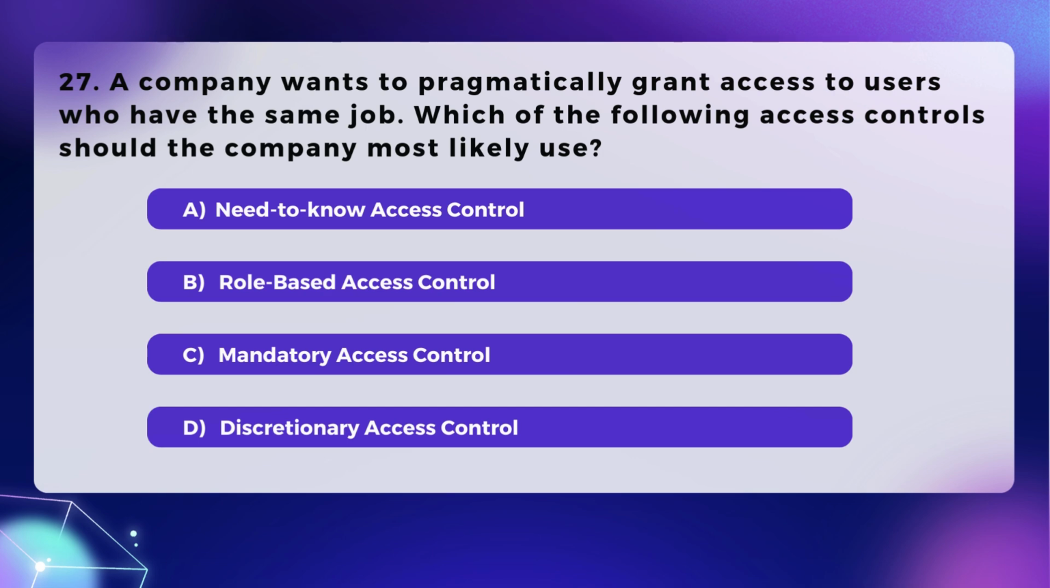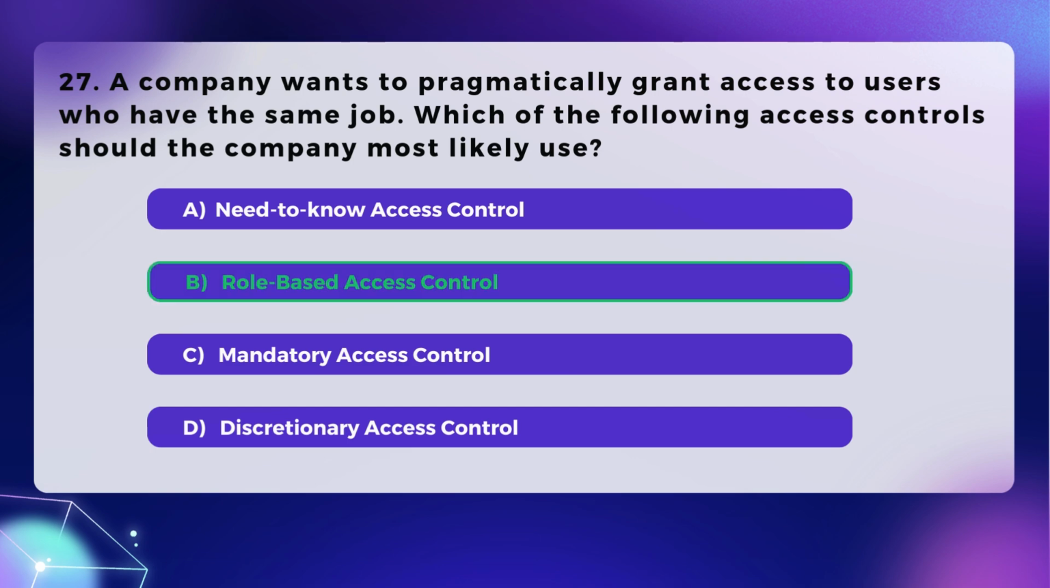A company wants to pragmatically grant access to users who have the same job. Which of the following access controls should the company most likely use? A. Need-to-know access control. B. Role-based access control. C. Mandatory access control. D. Discretionary access control. The correct answer is B.